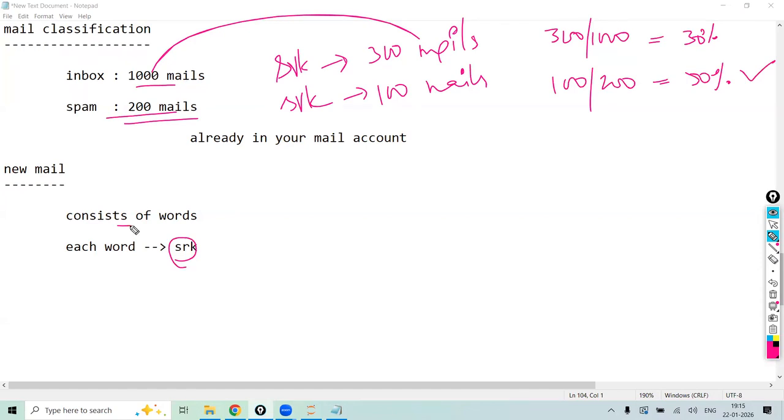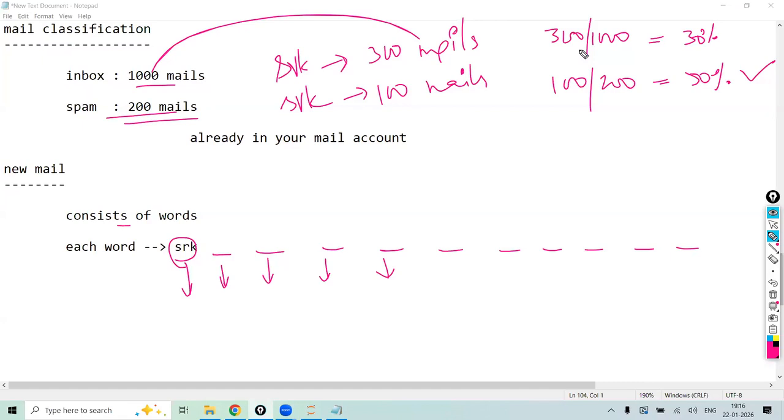Like that, it will calculate for every word. So if I send one mail to you, for each word it will calculate the probability, that is, the number of times it got repeated in the inbox and the number of times it got repeated within the spam. And it will observe that calculation, and from that it is finally going to identify whether the given sentence is a positive one or a negative one, I mean, whether it is an inbox one or a spam one.